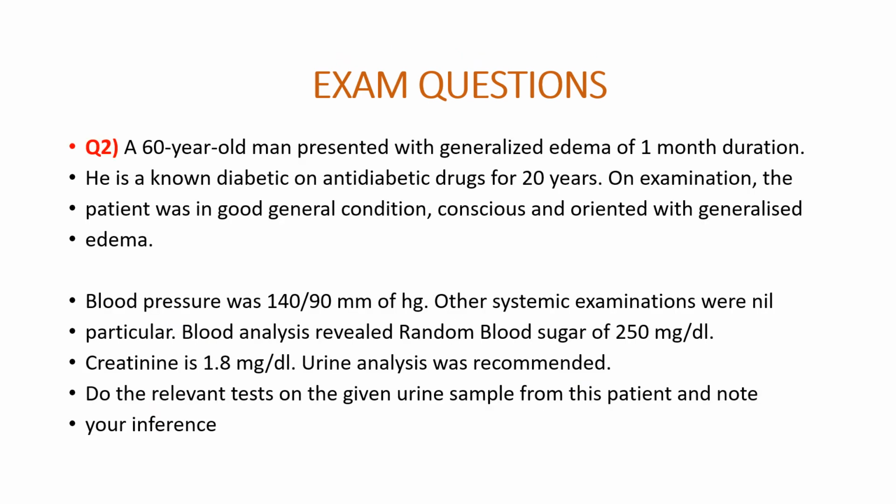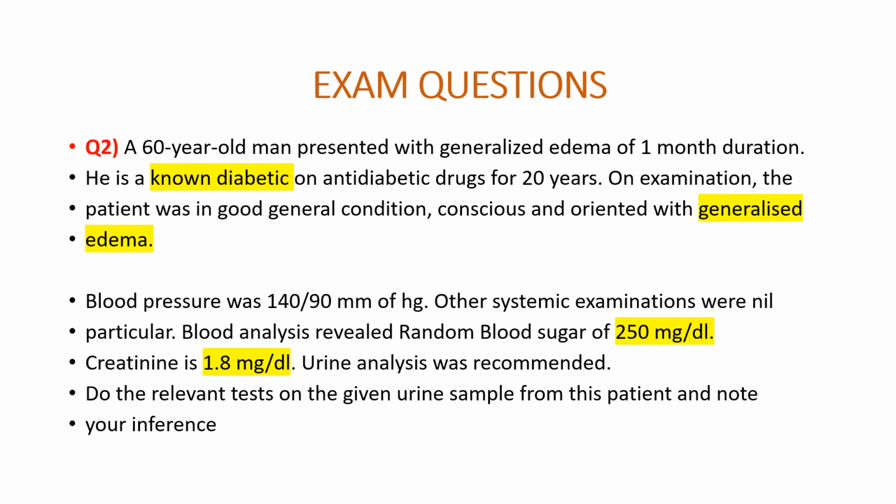Moving on to question 2, you have a 60-year-old male who presents with generalized edema of 1 month, and he's a known diabetic, so we are telling you something about diabetes, and on examination there was generalized edema. Now we also know that the blood sugar is 250, so despite this guy using anti-diabetic drugs, the blood sugar is not controlled, and creatinine is 1.8, which is elevated. So you have a diabetic patient who has some problem with the creatinine, that is, the kidneys are not exactly doing their job. So what is the diagnosis of this?